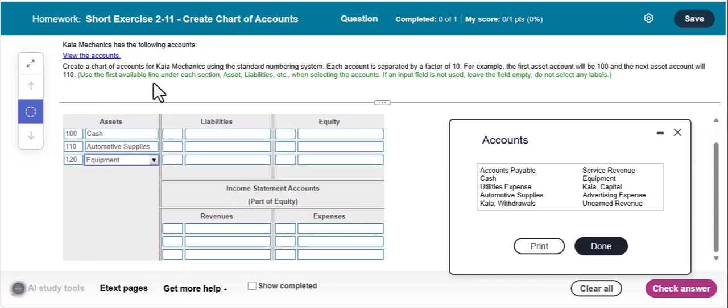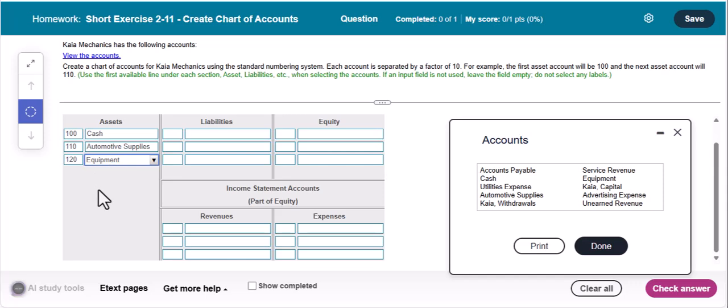And if you want to do this part properly here, remember assets are listed in the order of liquidity, which means these will be used up or converted into cash first at the top. And our automotive supplies and our equipment, well, we're going to use those. Our automotive supplies will most likely be first, so we'll list that next, and then our equipment last here.